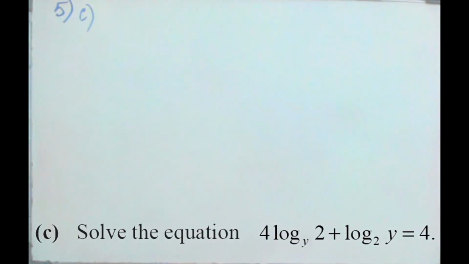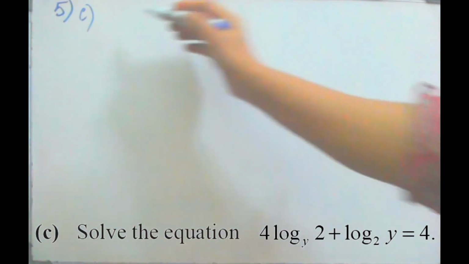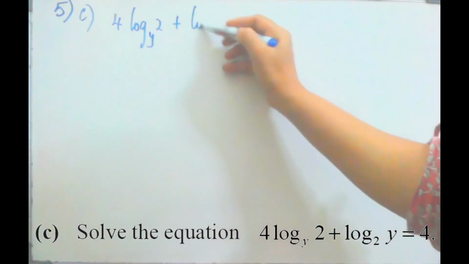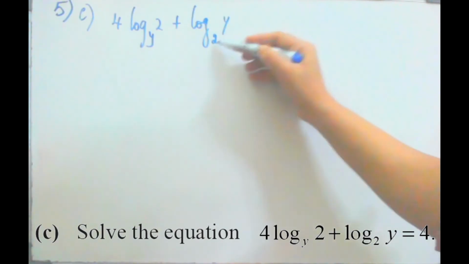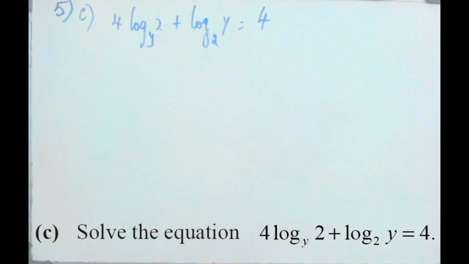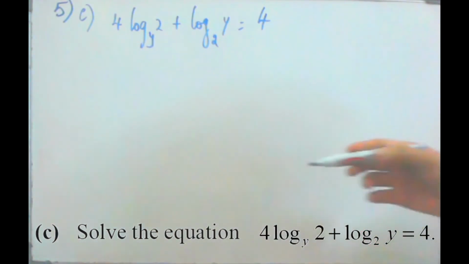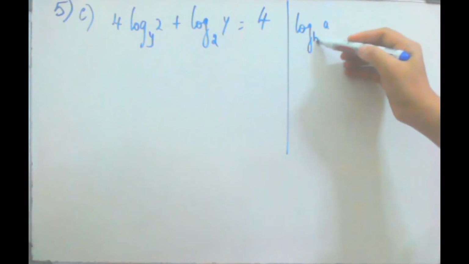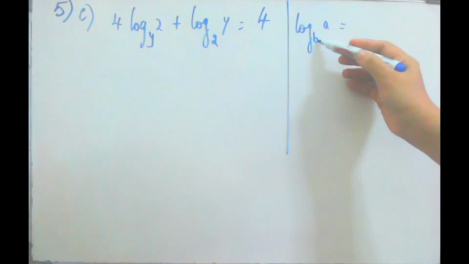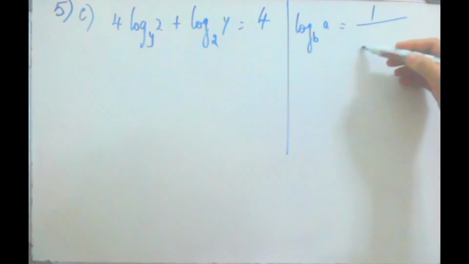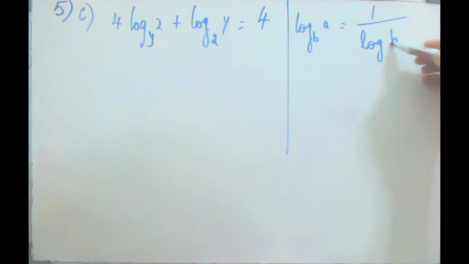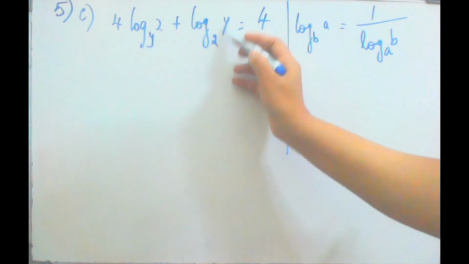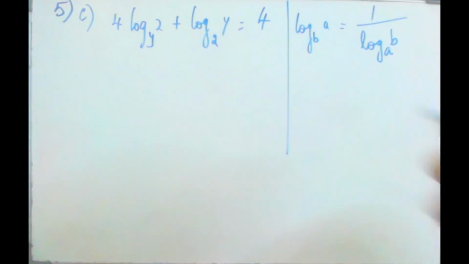Now to the third part of question 5. Solve the equation 4 log 2 to the base y plus log y to the base 2 is equal to 4. This is very simple if you know one of the logarithmic identities. And what is that? Log a to the base b, we can change the base by just inverting the log. So it will be 1 over log b to the base a. We are going to apply it here because we can see y and 2 are interchanged in their positions.